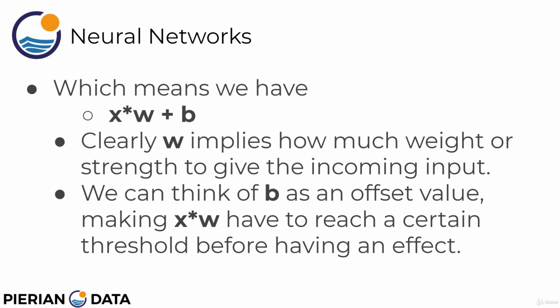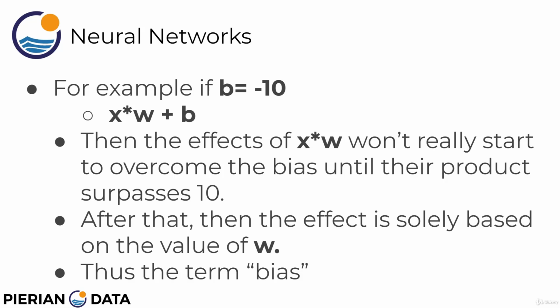We mentioned this before, but basically that makes it so that X times W has to reach a certain threshold before having an effect and overcoming that B term. So for example, if B is equal to -10, then the effects of X times W won't really start to overcome that B or bias term until their product surpasses 10. After that, the effect is solely based on that value of W, thus the term bias for B. So you can essentially think of that bias term as a threshold that the neuron has placed in order for the input times the weight to start taking some sort of majority effect.